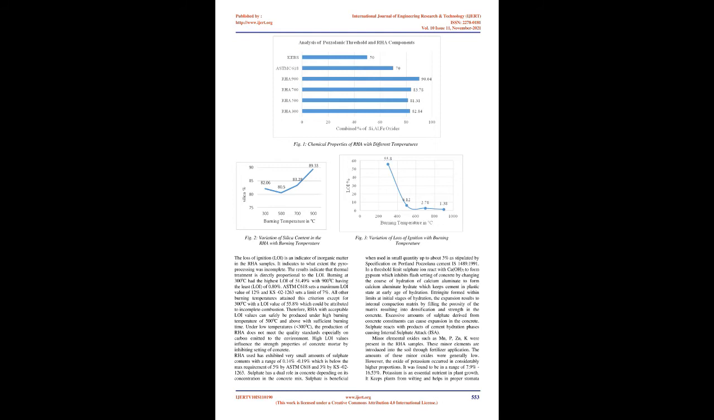Minor elemental oxides such as Mn, P, Zn, K were present in the RHA samples. These minor elements are introduced into the soil through fertilizer application. The amounts of these minor oxides were generally low. However, the oxide of potassium occurred in considerably higher proportions. It was found to be in a range of 7.9% to 16.53%. Potassium is an essential nutrient in plant growth.